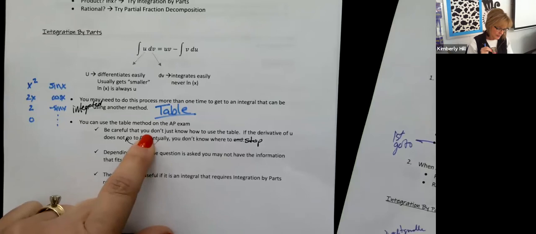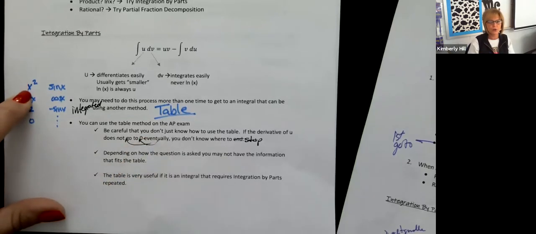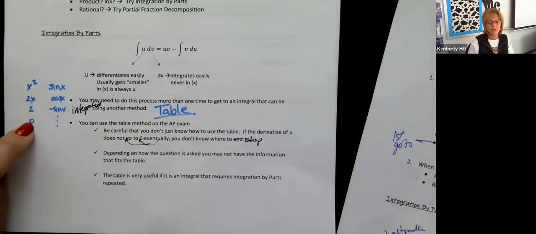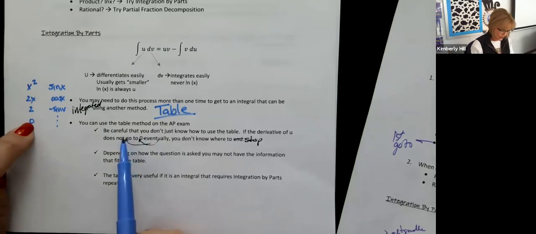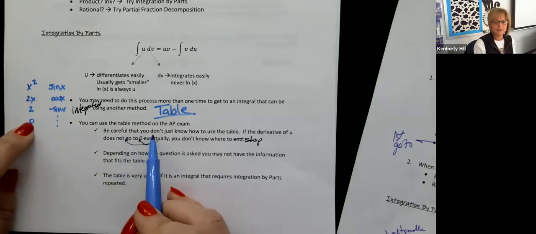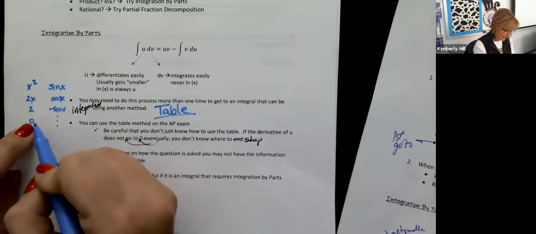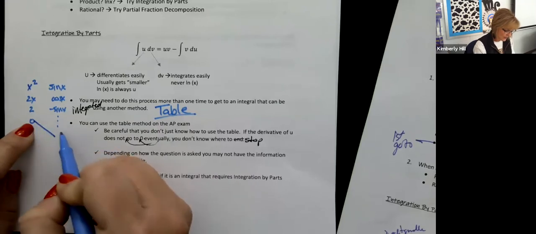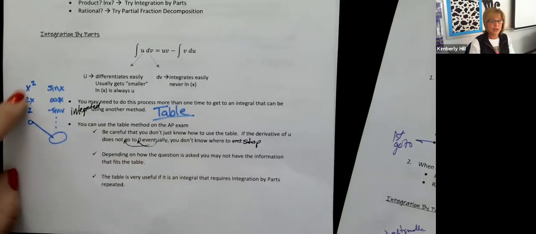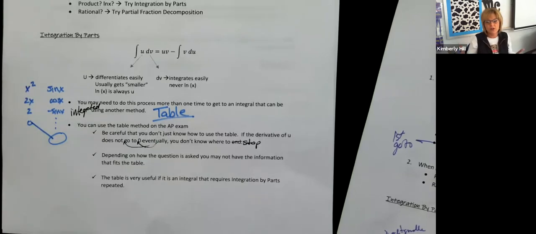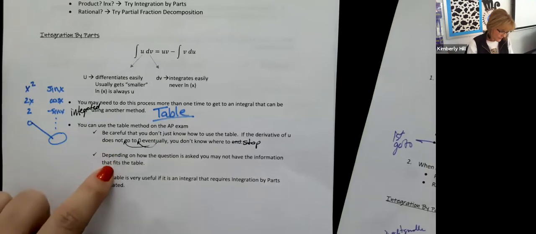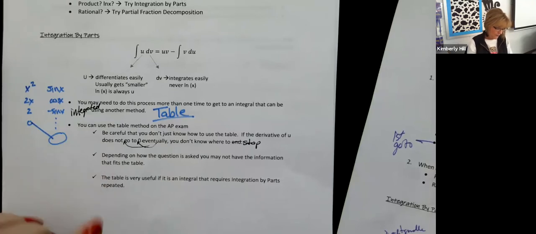Because sometimes if you have to pick your u and it does not go to 0, then you don't know when your table ends. So one reason why you don't get to use the table method all the time is the only way to end your table is to have 0 times something in the other column. If this never goes to 0, it's hard to know when to stop. I could keep going forever. So that's one reason. If the question's asked and you can't put it in a table, that's another reason why you would want to use it the other way.